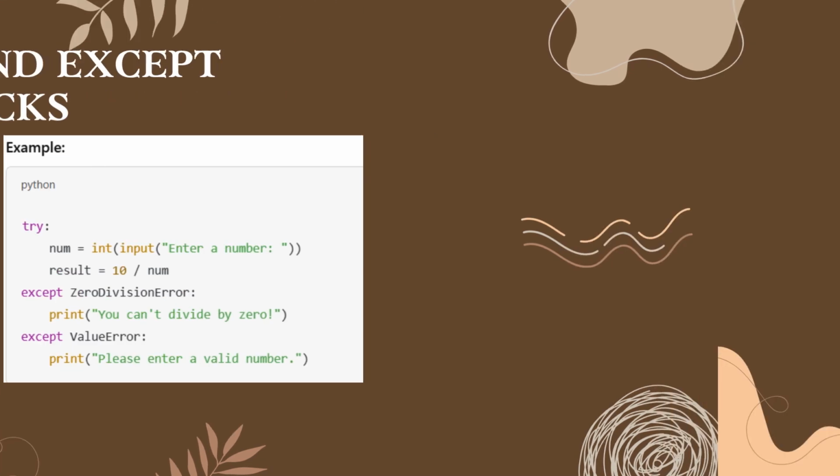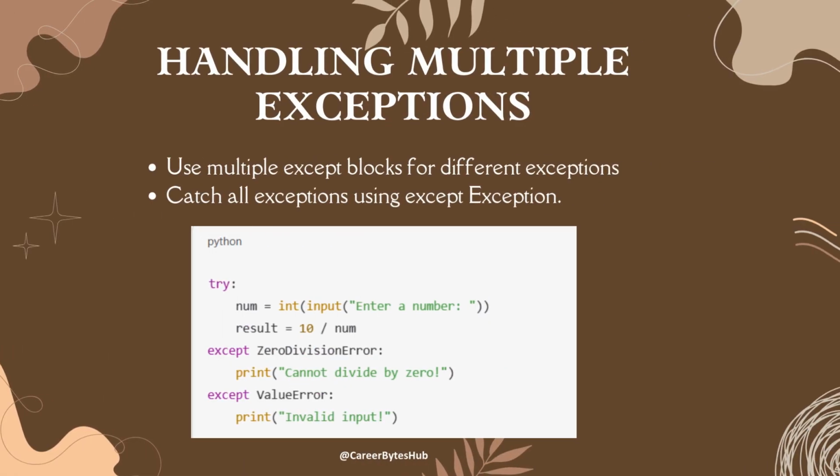In the previous slide, we handled one type of exception. But what if multiple errors can occur? Python allows you to use multiple except blocks to handle different exceptions separately. This makes your code more specific and organized. If you're unsure about the exact error, you can also catch all exceptions using except Exception. However, it's better to handle specific errors when possible.